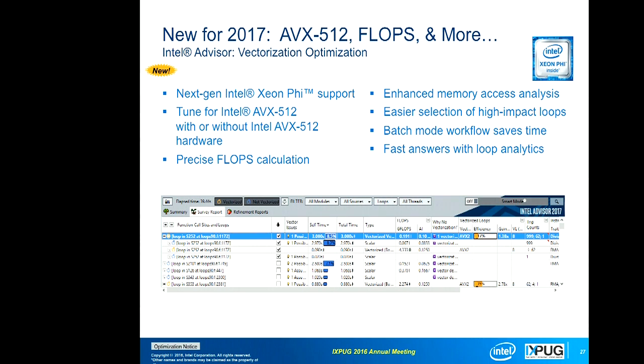We have a precise flops calculation. This is not done using hardware counters. We are actually looking at the instructions in your code, and the vector masking that's going on, and we calculate from those instructions that are run how many floating point operations occurred in your code. And we're going to use that for some of our analysis later.